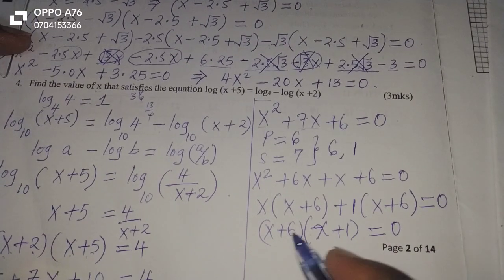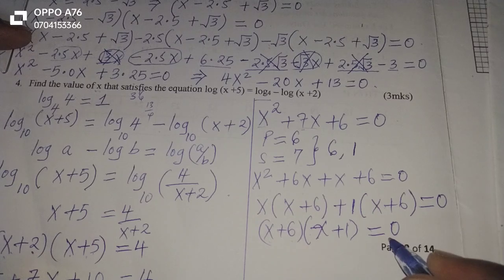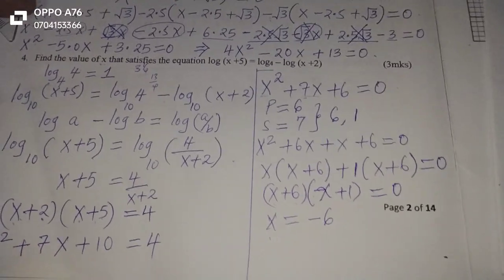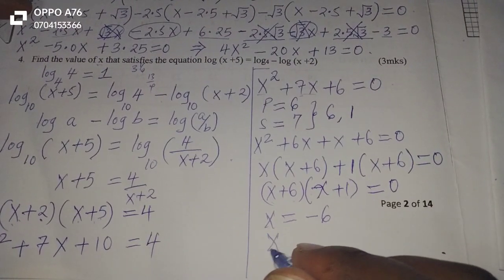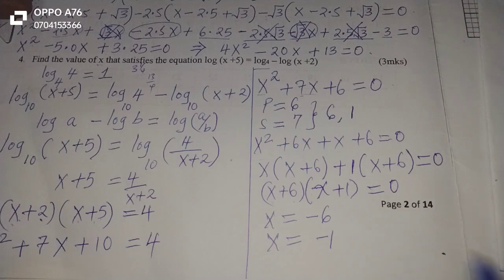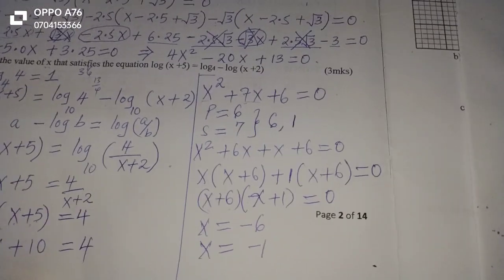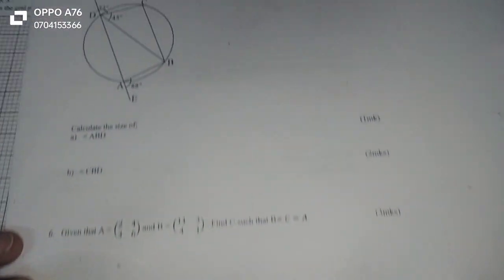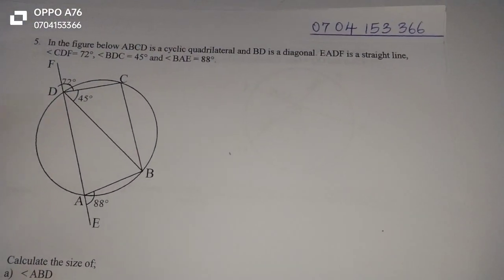So we can simplify this by saying x plus 6 equals 0, and also x plus 1 equals 0. So x plus 6 being 0 means x is equal to negative 6. Then x plus 1 being equal to 0 means again x equals negative 1. So those are the two values of x which satisfy the equation which has been given.